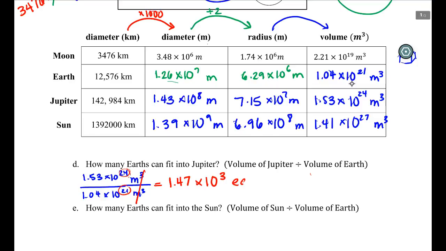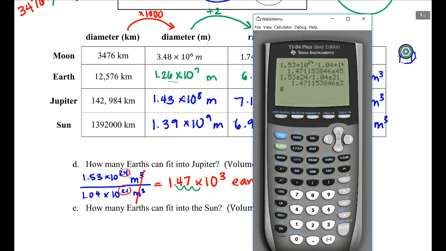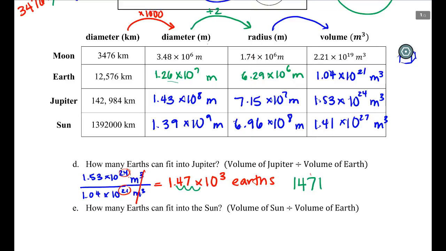And then if you really wanted to put something here, we don't have units. This is how many earths there would be. And this is almost when you're like, well, this would be nicer to have not in scientific notation. So we could go out of scientific notation by doing 1, 2, 3. So there is 1, 4, 7. I might even want to get that last digit, 1. So we can fit 1,471 earths inside of Jupiter.